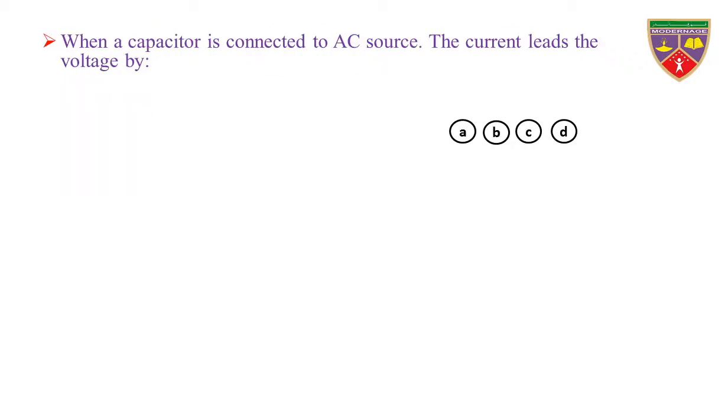When a capacitor is connected to AC source, the current leads the voltage by option A 90 degree, option B 60 degree, option C 45 degree, option D 30 degree. The key is 90 degree. Therefore, the correct option is A.